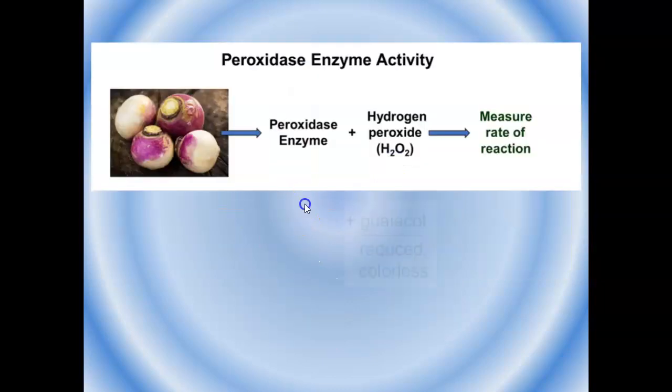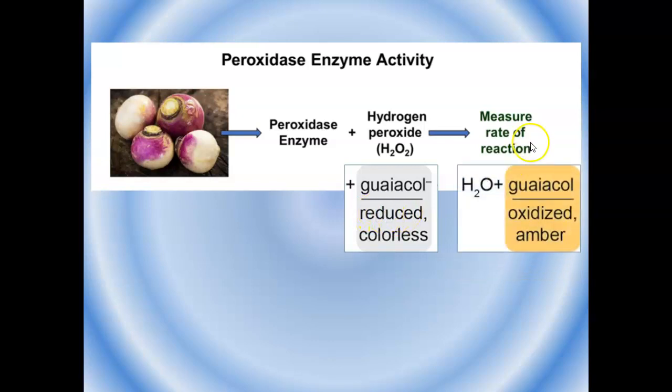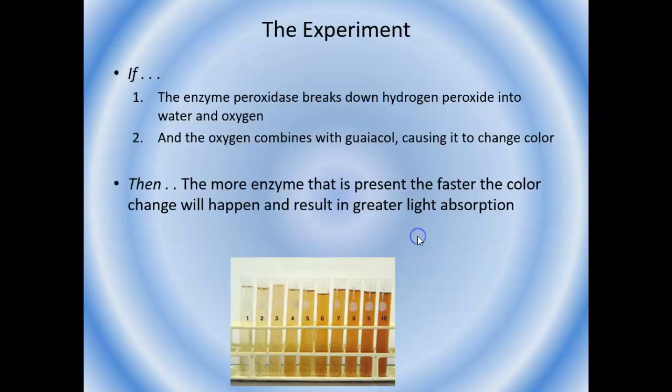Okay, so knowing that, in addition to our hydrogen peroxide and our peroxidase enzyme, we can add this guaiacol. It's colorless. Reduced means it doesn't have oxygen attached to it. And then we throw it in there. We get that oxygen and water coming out. The oxygen combines with the guaiacol. It's now oxidized, and it turns kind of this amber color.